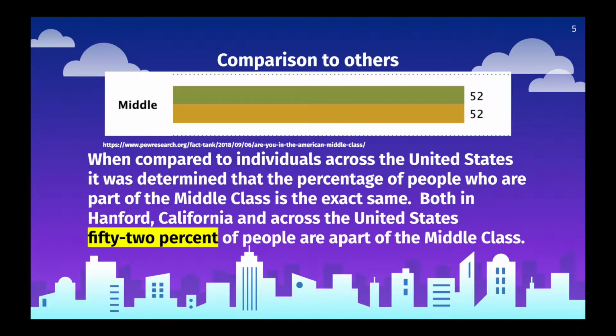Comparison to others. When compared to individuals across the United States, it was determined that the percentage of people who are part of the middle class is the exact same, both in Hanford, California and across the United States. 52% of people are a part of the middle class, as seen in the picture above as well.